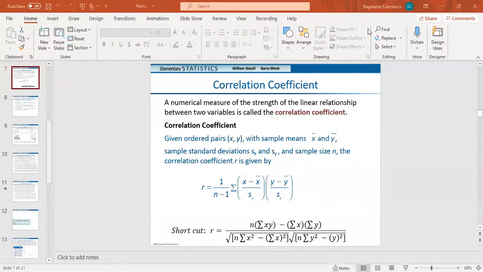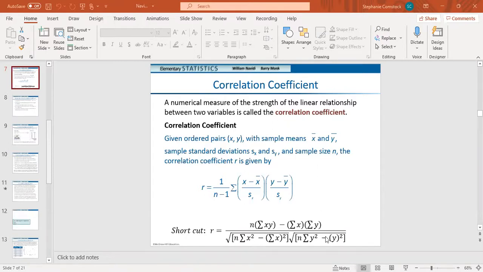Okay, so we're going to talk about how to calculate a correlation coefficient. I brought back up our slide that had our formula. And again, we're going to be working with this quote unquote shortcut down here at the bottom. It looks a little uglier, but as we've seen in some of the other videos where we're doing calculations by hand, this is a little bit easier to process and go through.